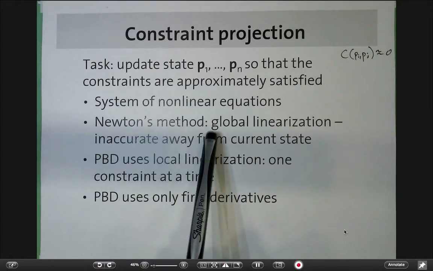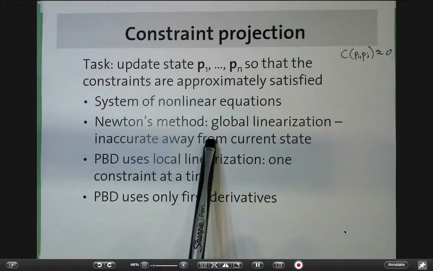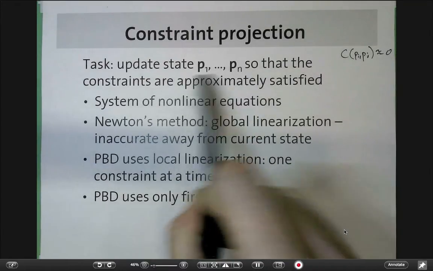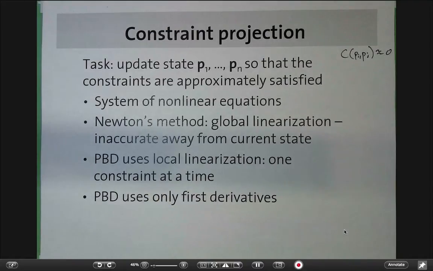What is the problem of that? The problem is that at the current state, Newton's method establishes a global linearization. We take the entire system, we look at the entire system as one vector living in some high dimensional vector space, and we take all the constraints all together, and we do a global linearization of the entire system. That's why we also then need to solve linear systems, which put all these things together.